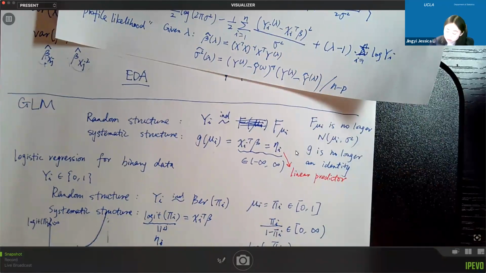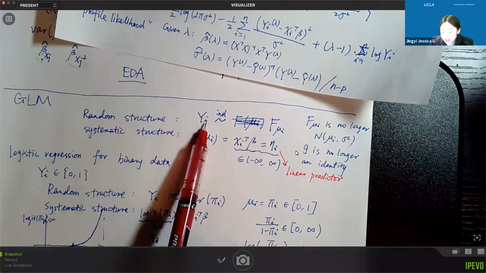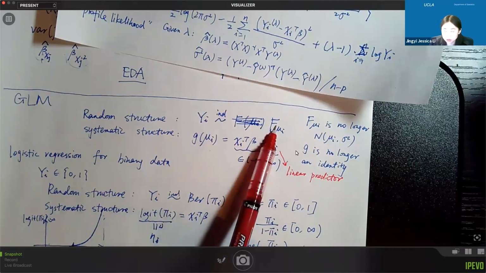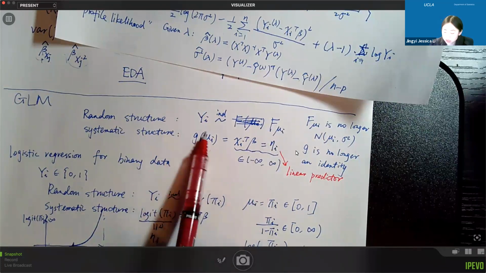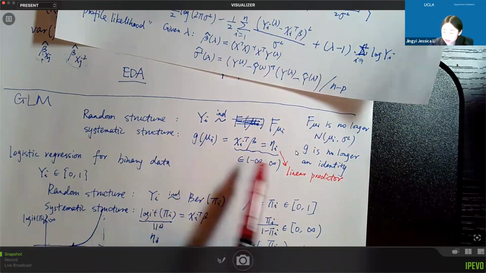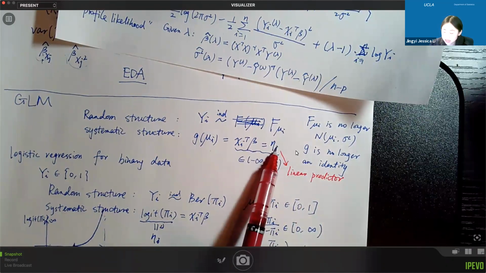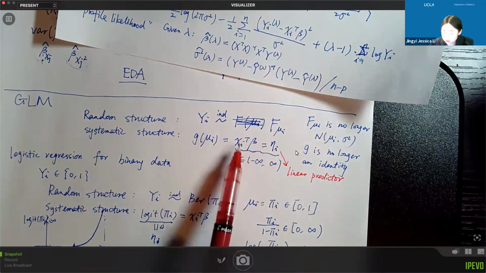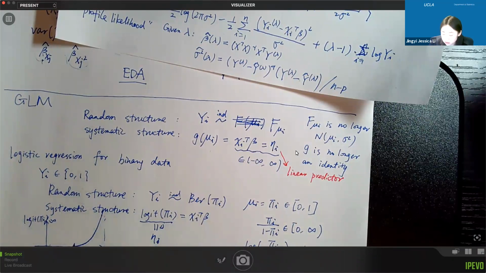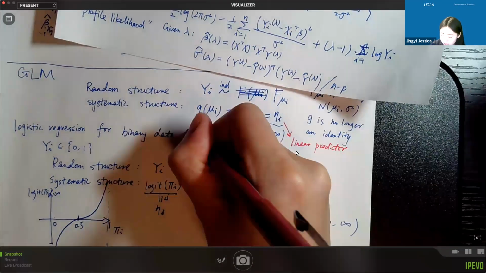Okay, to summarize, in the random structure, we assume the random response yi follows some distribution with mean parameter mu I. And the mean parameter mu I, subject to some transformation, is called the linear predictor. The linear predictor has a notation eta I and is written as xi transpose beta. So it's just a notation convenience, nothing special. And also as a jargon, there is a name for this g function. This g function is called the link function.